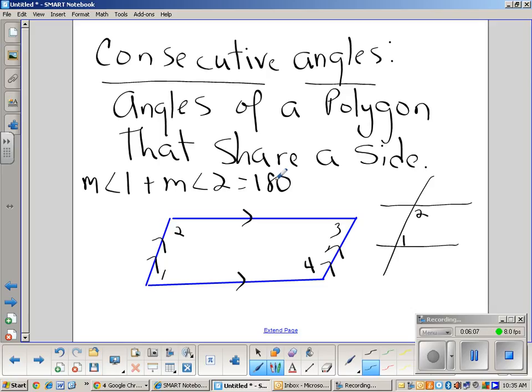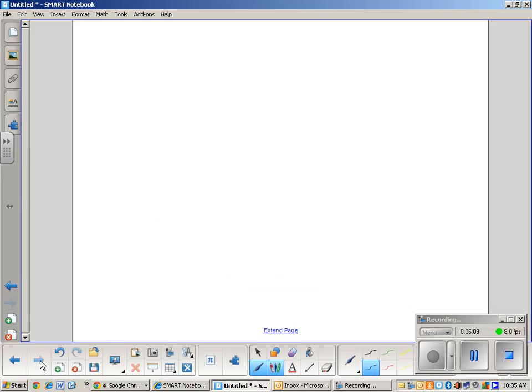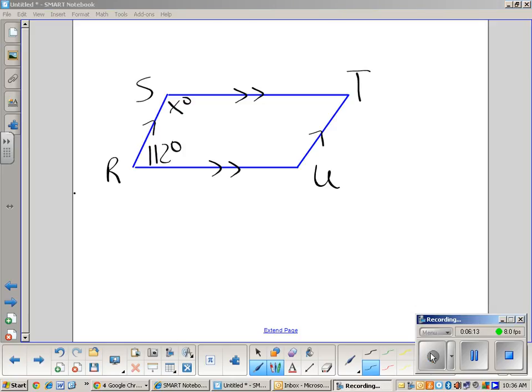So if I were to have a parallelogram like this, and I know it's a parallelogram, I can find the value of x.